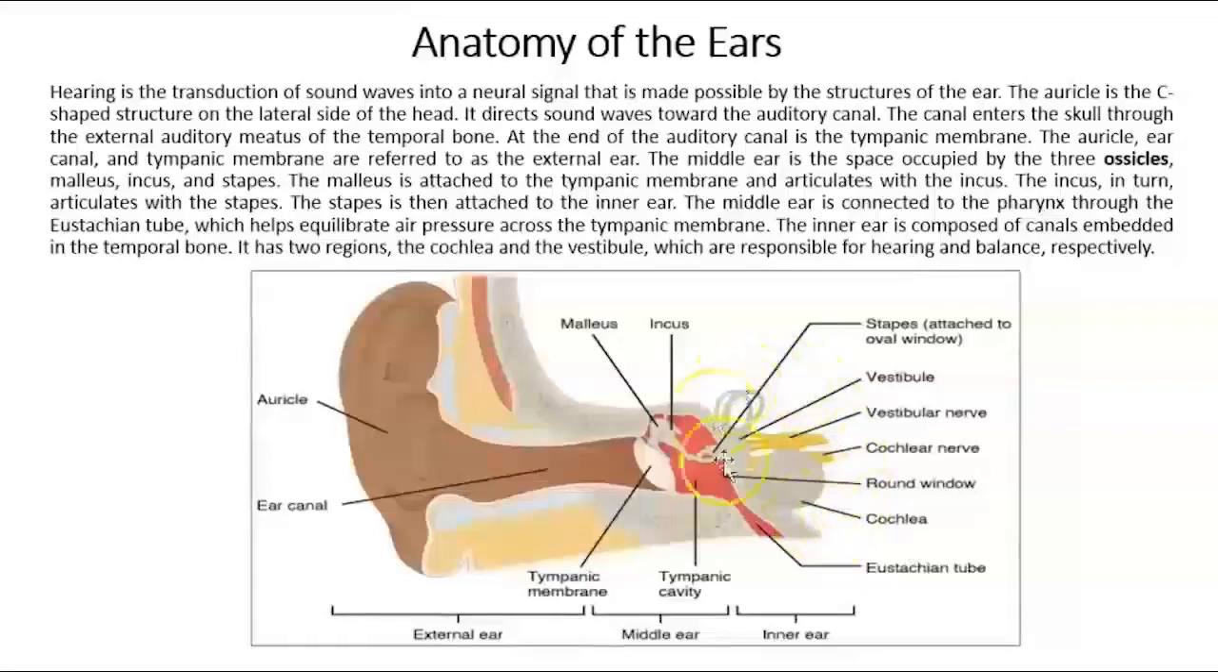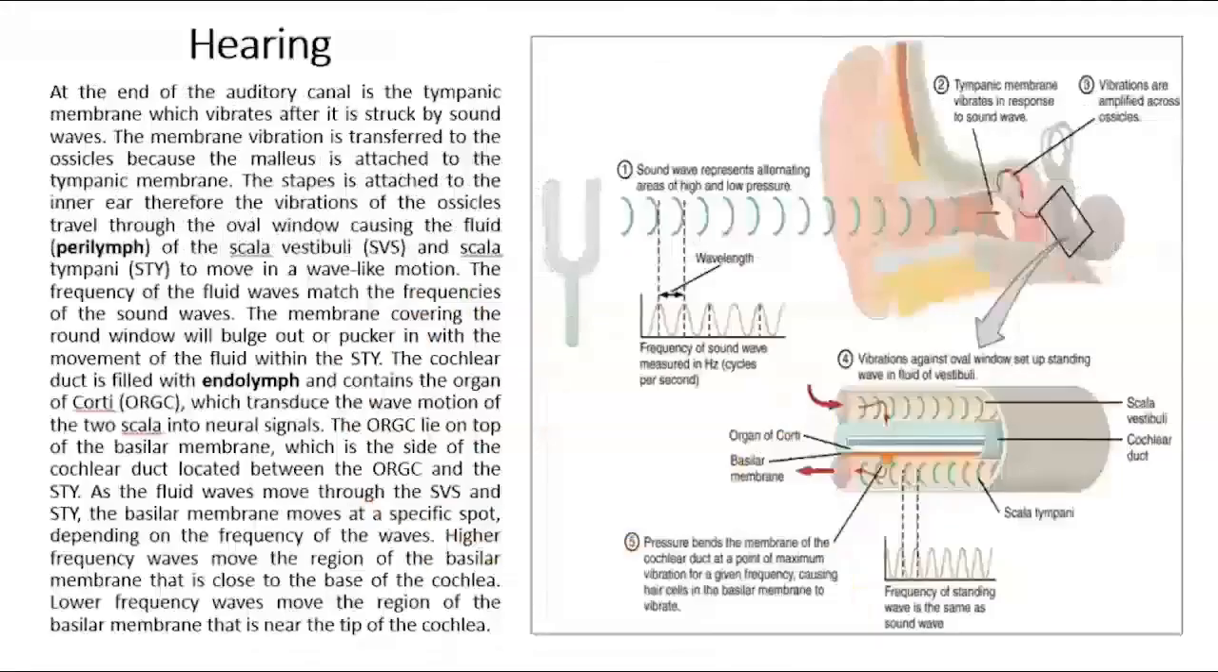Then we have the inner ear. In the inner ear, we have three main structures: the cochlea, this is the vestibule, and this one right here are the semicircular canals. The cochlea is going to help you with hearing. The vestibule and semicircular canals are going to help us with equilibrium. These yellow areas are showing you the nerve, which is cranial nerve number 8, the vestibulocochlear nerve, that is going to help us with hearing and equilibrium.